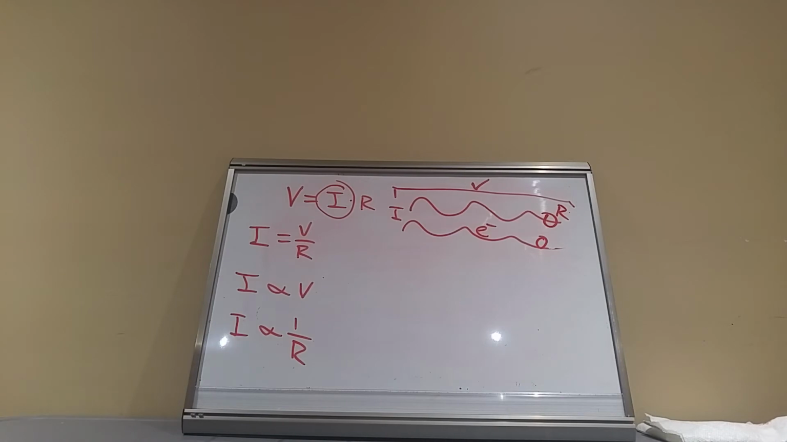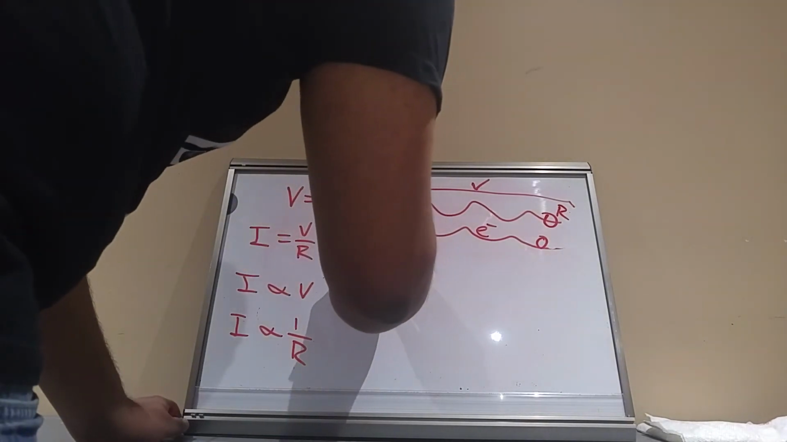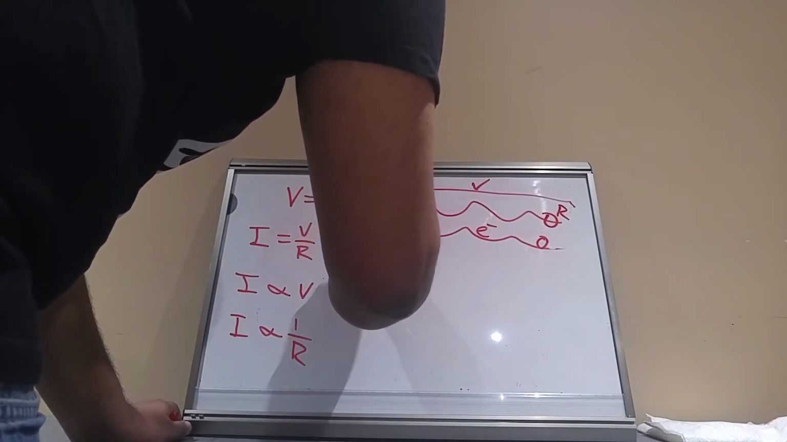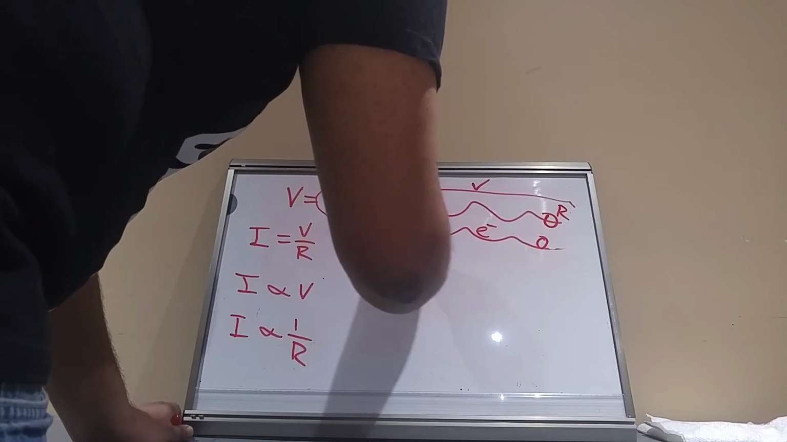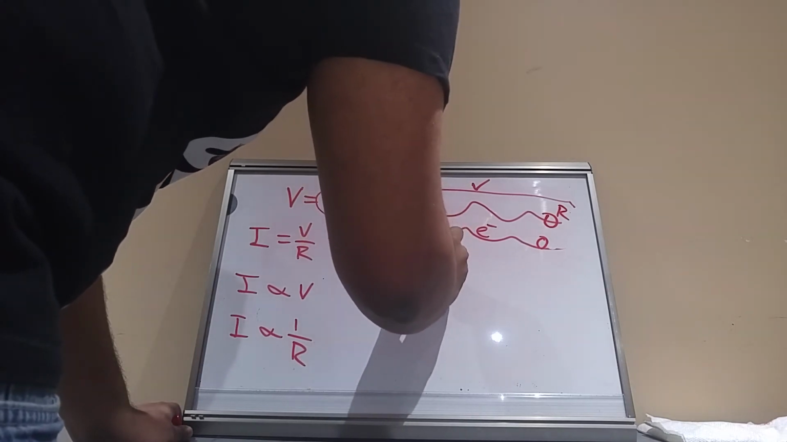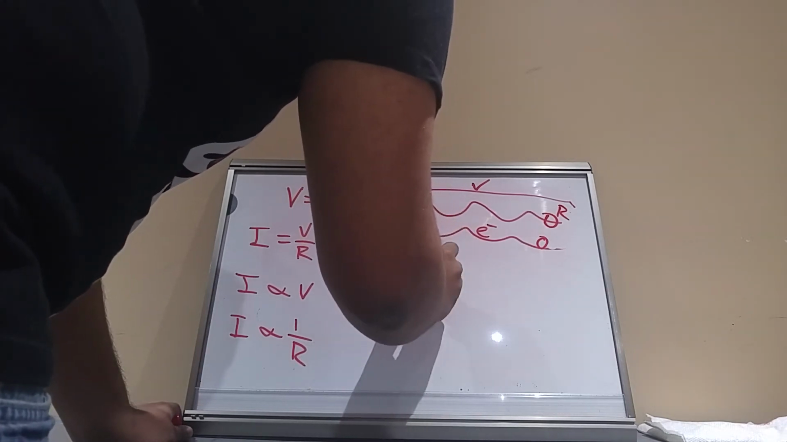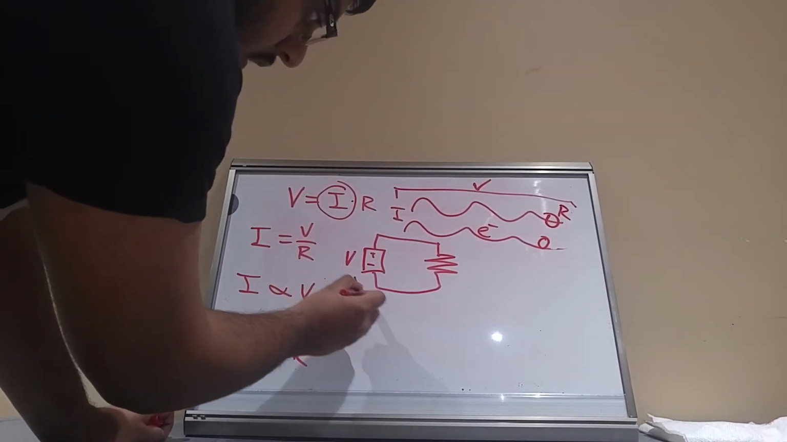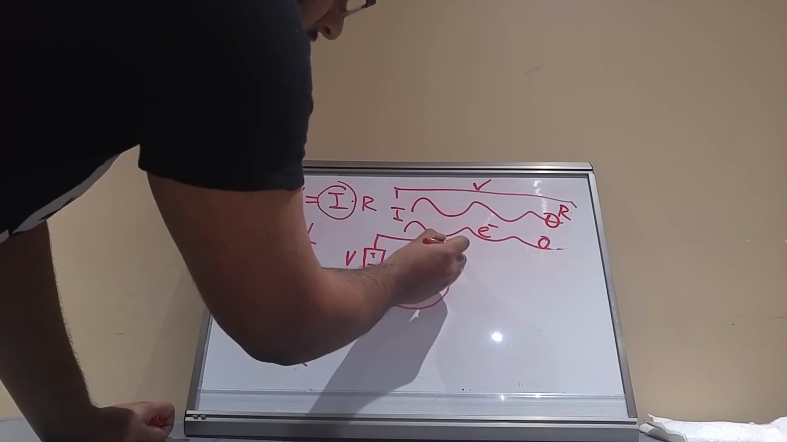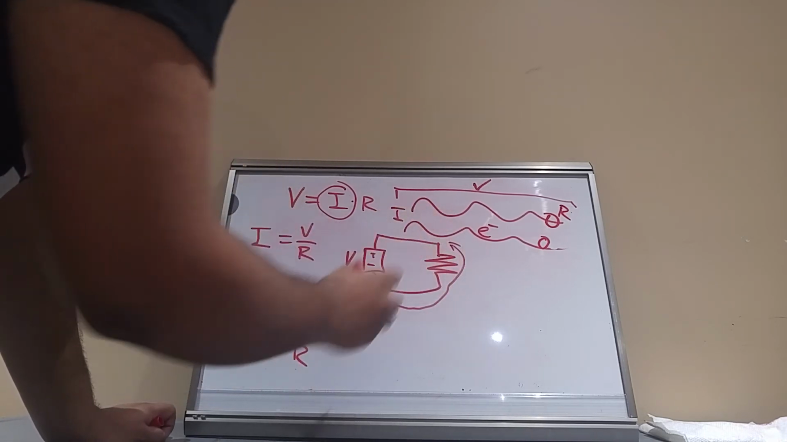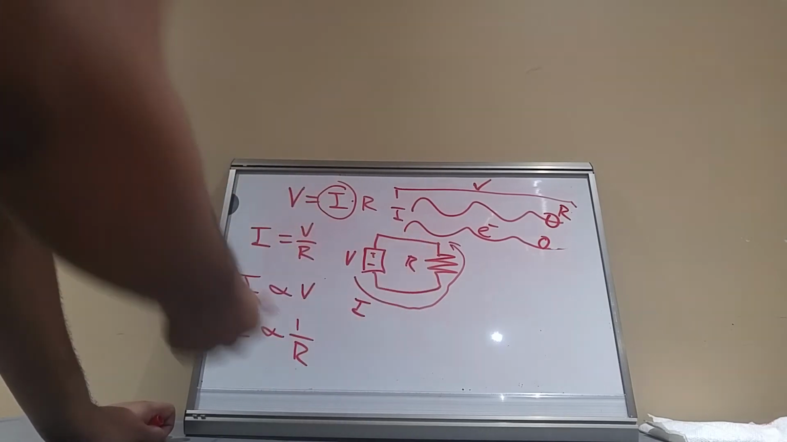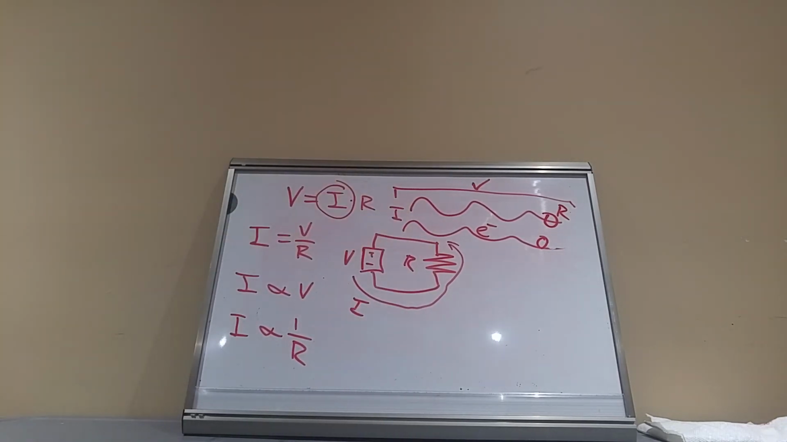Now, to bring this back into terms of circuit analysis, let's just draw out, let's say, we have a battery here, plus minus. So this will be equal to V. Then we have wires that connect this battery to a resistor. So electrons will flow this way in a counterclockwise motion. So this is I. This resistor will obviously have a resistance of R.